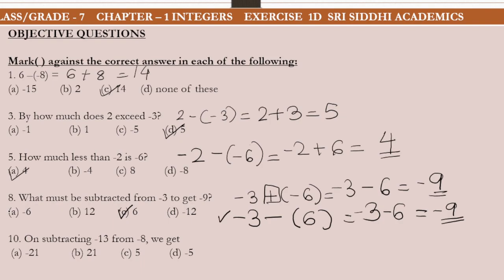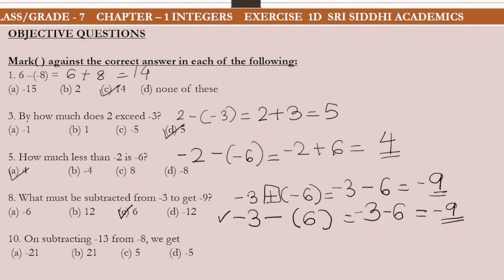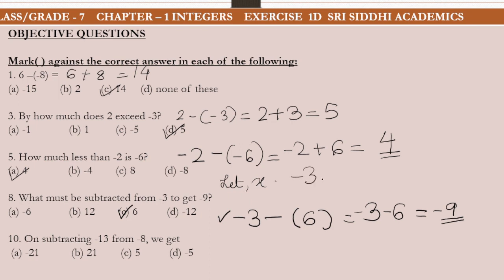Or else we can do this question using algebra. How? Let's see. I'll erase this part here, and here we will solve using algebra. Let this number be x, that we are trying to find. What must be subtracted? Let that be x. So minus 3 minus x will be equal to minus 9.